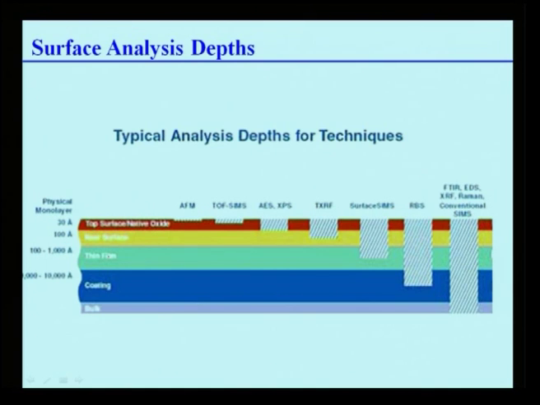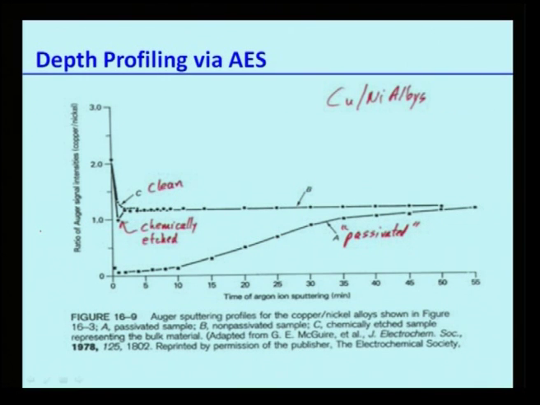Well, this is not clearly visible, but just to show you that AES leads to analysis of a very small thickness on the top surface. AES depth analysis can be done to approximately 100 microns. Others like XPS can go much higher, RBS can go up to even a couple of thousands of angstroms, and FTIR can go up to even the micron level, which I will discuss in detail when I compare these different techniques.